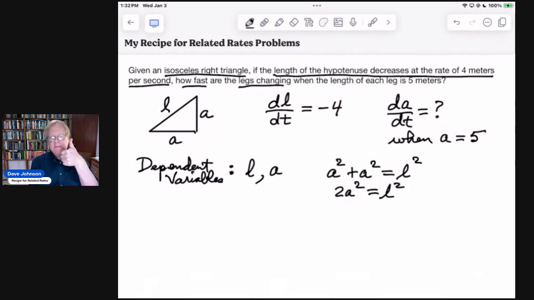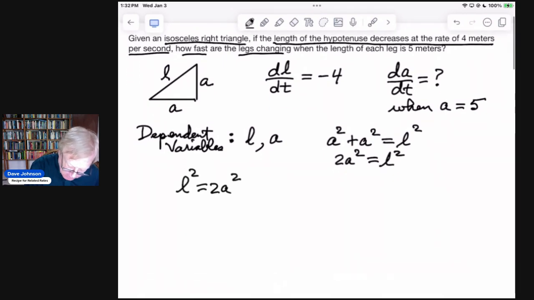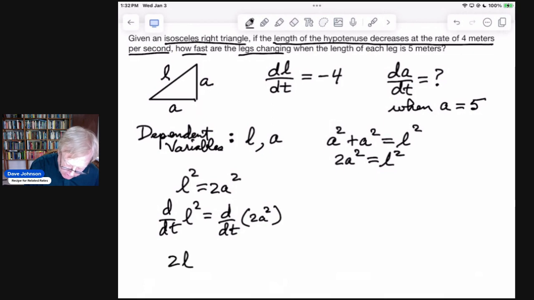So we found the dependent variables, we found a relationship between the dependent variables, and now we're going to differentiate that relationship. In other words, we're going to take L squared equals 2a squared, and differentiate both sides with respect to t. So d/dt of L squared is equal to d/dt of 2a squared. On the left side, we get 2L dL/dt. Don't forget the chain rule. On the right side, we get 4a dA/dt.